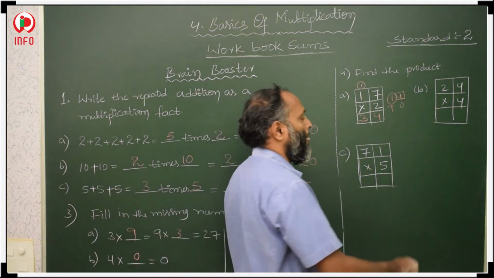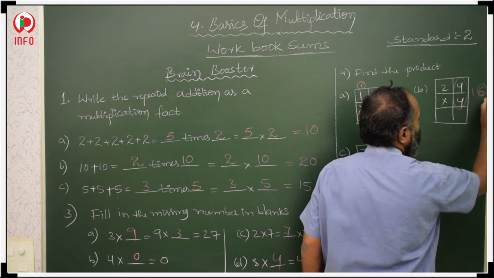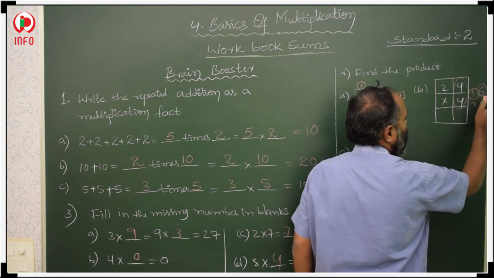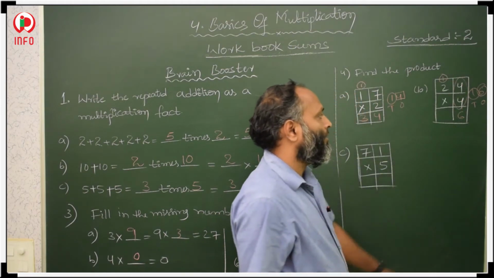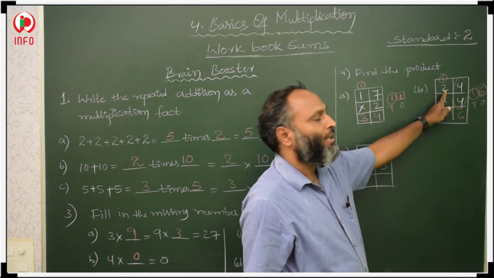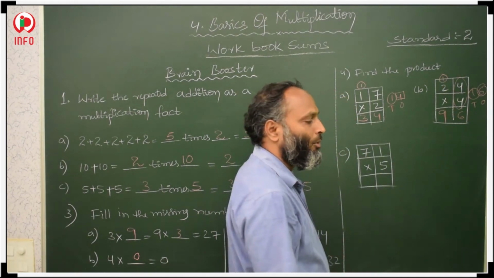In the same way, 4 4s are 16. This is in ones place, this is in tens place. In ones we write 6, in tens we carry 1. And after that 4 2s are 8. 8 plus 1 is 9. 96 is the product.